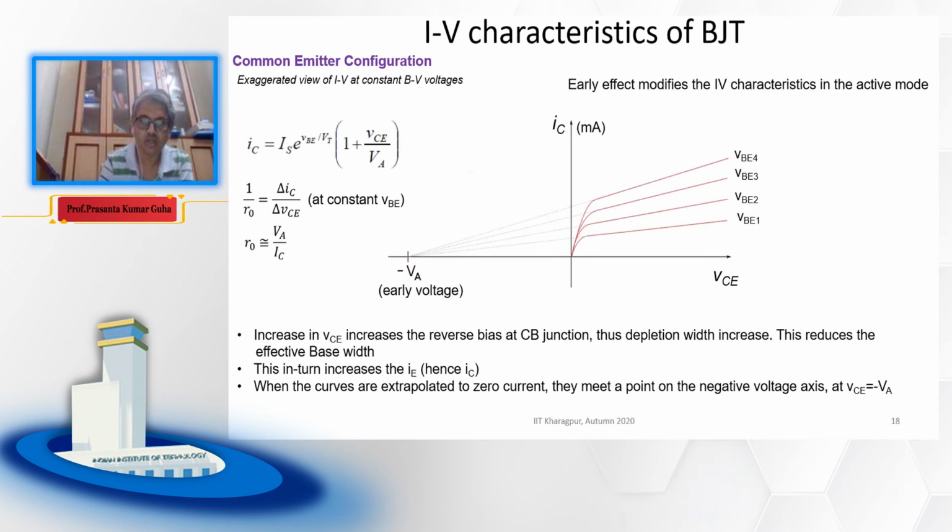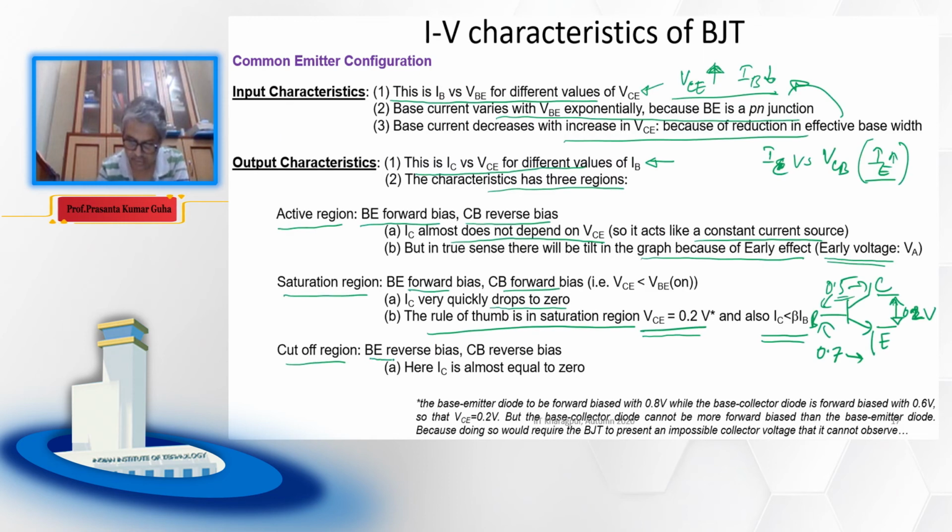What about the cutoff region? In the cutoff region, base-emitter is reverse biased and collector-base is also reverse biased. So hardly any carriers flow between emitter and collector. Whatever we get is the collector-base reverse bias current, a very small amount of current or almost no current. Now this is the IV characteristics of the common emitter configuration of BJT.